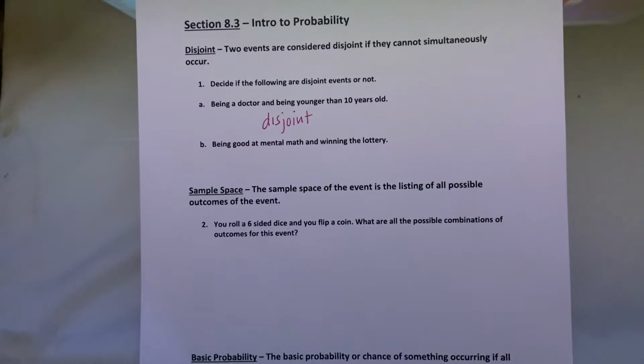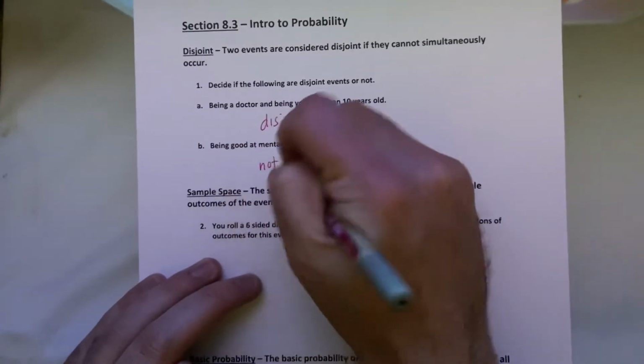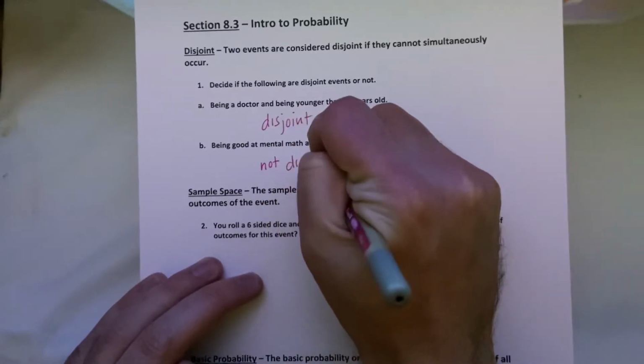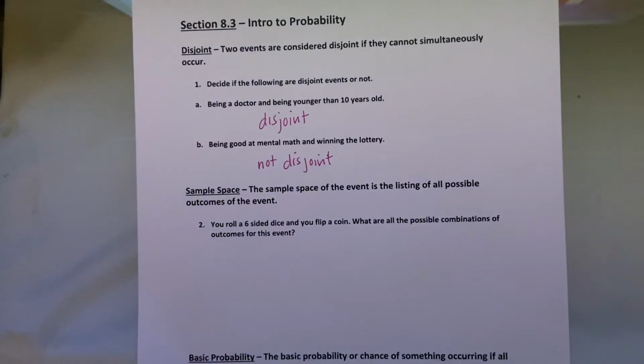Being good at mental math and winning the lottery, these are not disjoint. I think people who win the lottery can be good at mental math. Luck and mathematical aptitude are not really related, and it's not one or the other, or possibly neither.